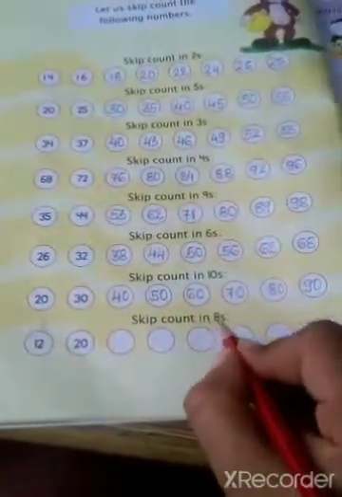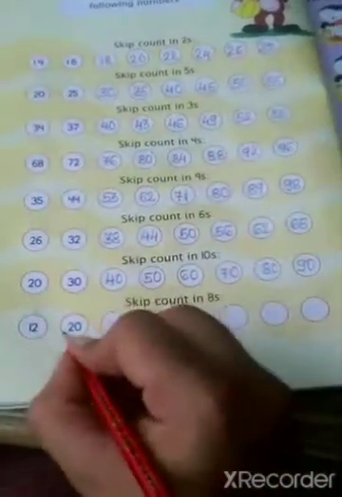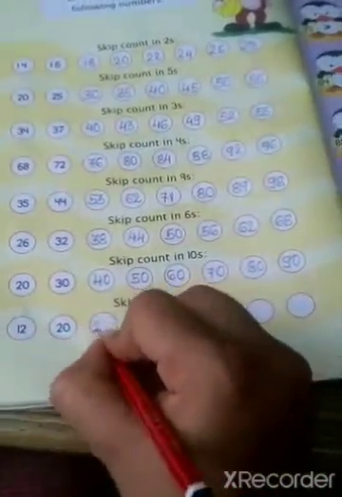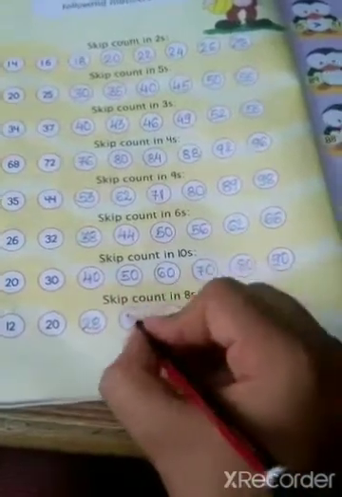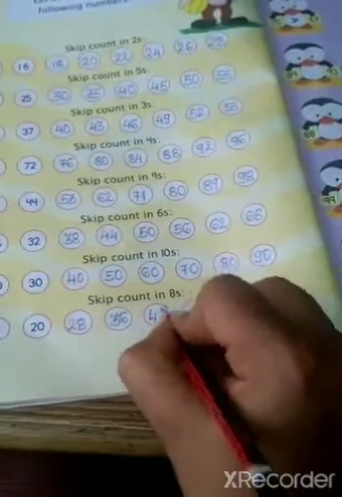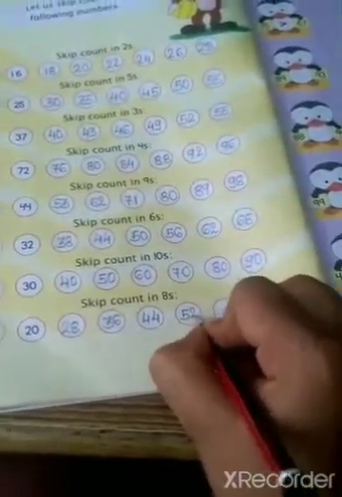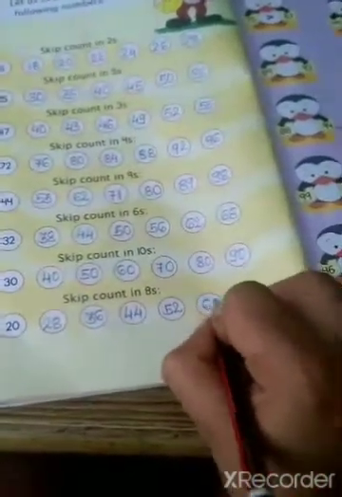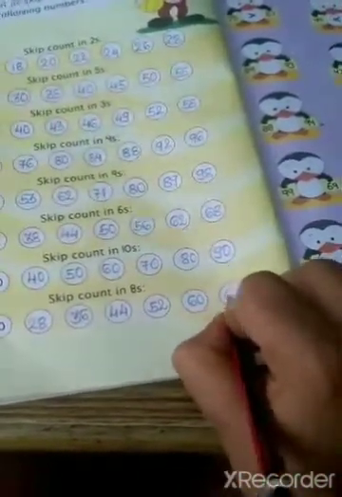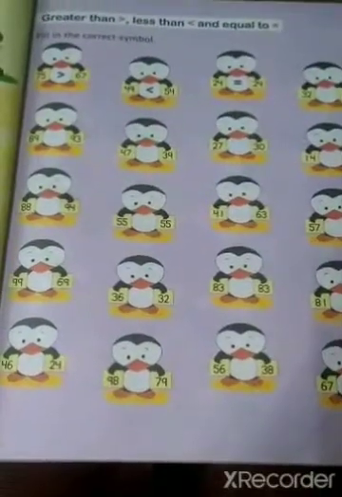Now skip count in 8. So you have to skip 8 numbers. 12 plus 8, 20. 20 plus 8, 28. 28 plus 8, 36. 36 plus 8, 44. 44 plus 8, how much? 52. 52 plus 8, 60. 60 plus 8, 68. I hope you all understood this exercise. Now let's move to our next exercise.